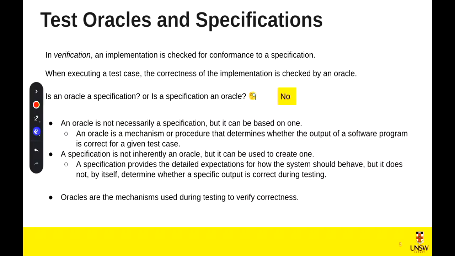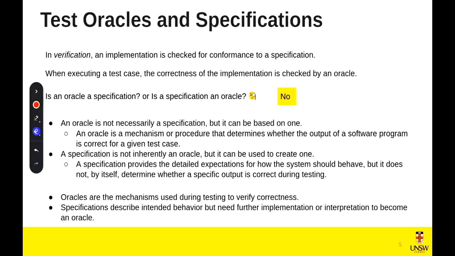So in short, oracles are the mechanisms used during testing to verify the correctness of the execution, and specifications are descriptions of the intended or desired behaviors of the program. So an oracle is more specific, and specifications are somehow more general.